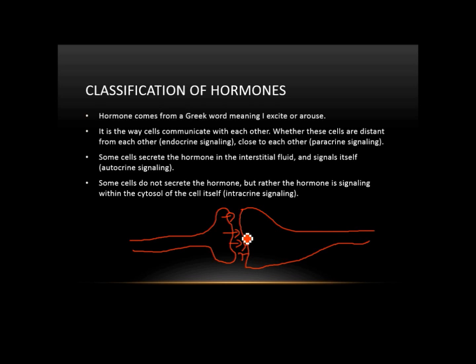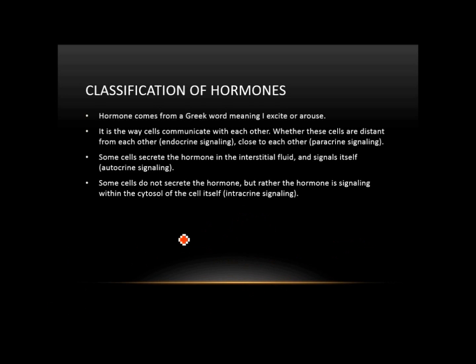Some cells secrete the hormone into their interstitial fluid and then signal themselves back. In other words, let's say that we have a cell and then there's the nucleus. This will be the interstitial fluid and the neighboring cell for it. The hormone goes into the interstitial fluid, let's call it IF, and then this hormone goes back to the cell and the cell gets signaled. So this is autocrine.